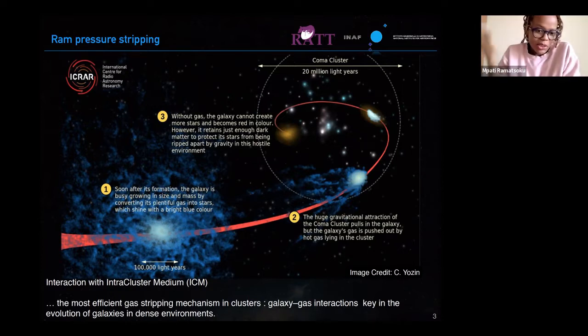We think this is the most efficient method of stripping gas in galaxy clusters. This mostly affects the gas component of galaxies, and it's key if we want to understand the evolution of galaxies in these dense galaxy clusters.